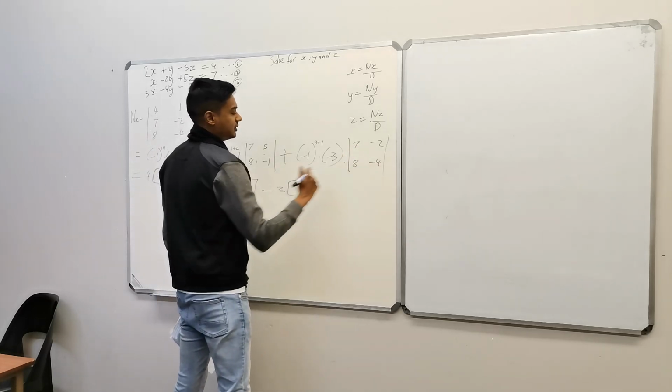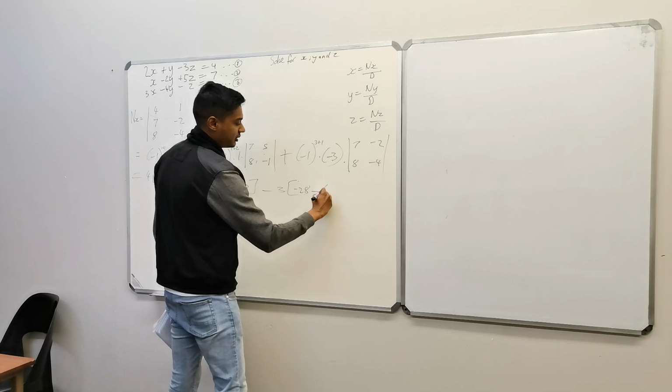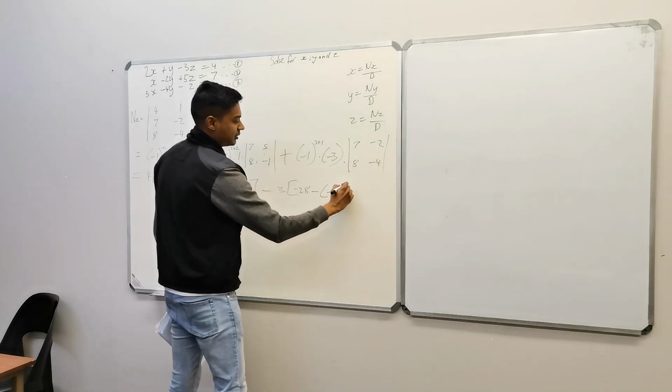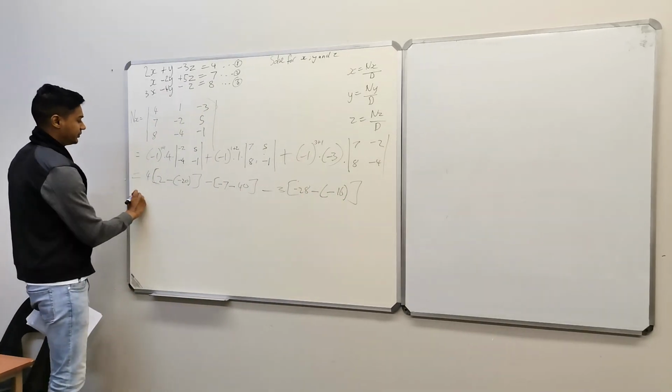Right, so 7 times that there, that should be 28. Minus. So it'll be minus, that will be minus 16. Is that fine, guys? Minus, yeah. Right, let's open it up.